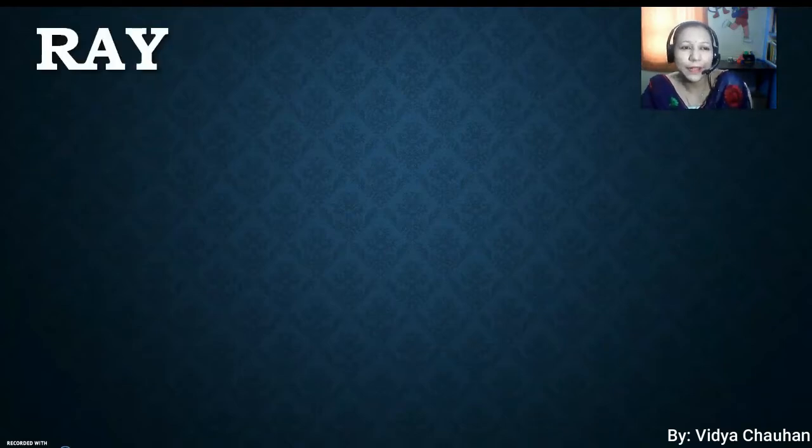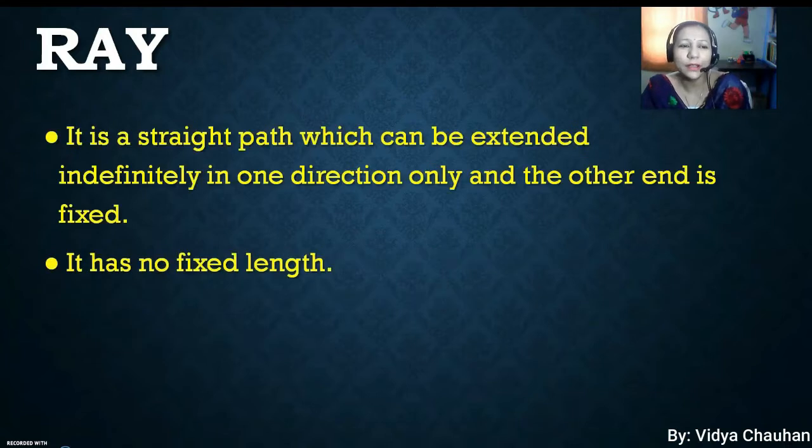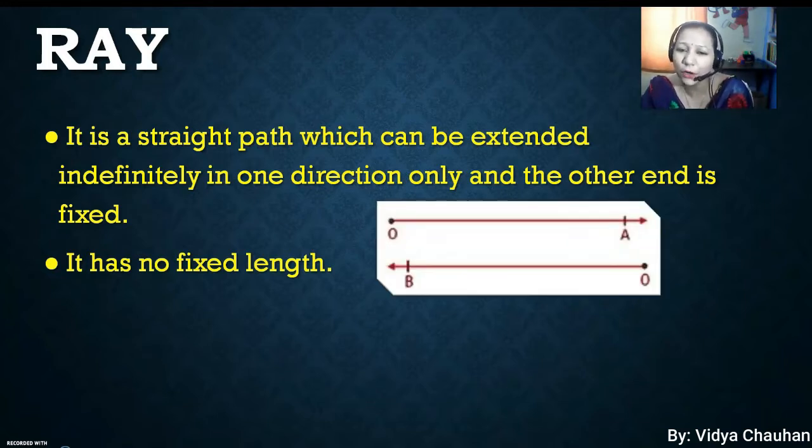Next, we move forward with the next term, which is ray. After point and line, let us see what a ray is. It is a straight path which can be extended indefinitely in one direction only. Like a line can be extended in both directions, we can extend a ray only in one direction, and the other end is always fixed. It has no fixed length because it can be extended from one side. One side is fixed, but the other side you can extend as per your choice.